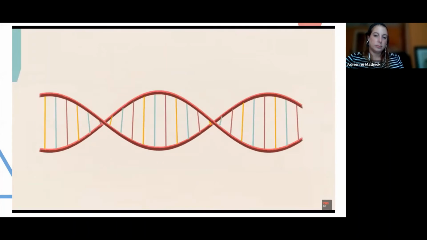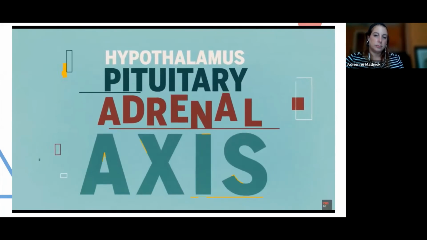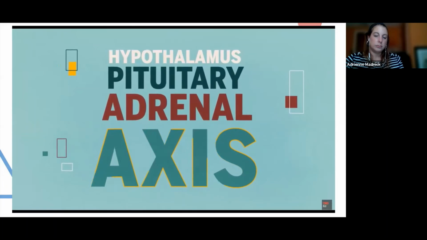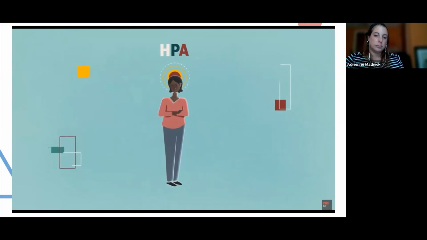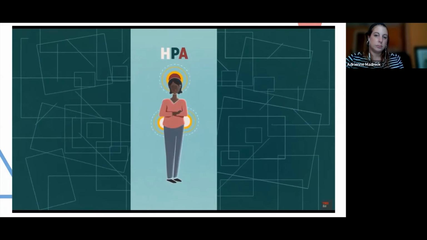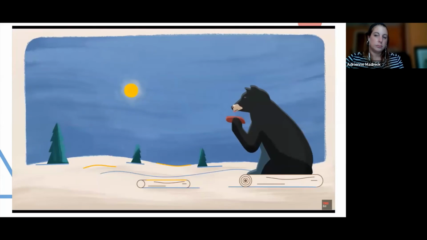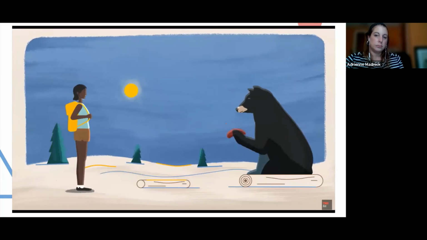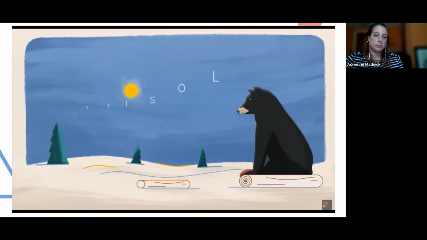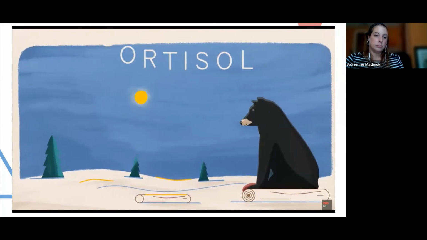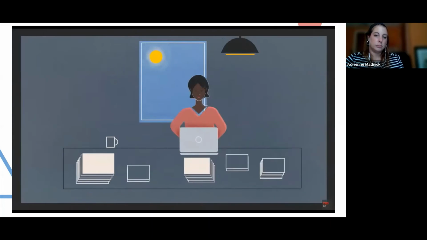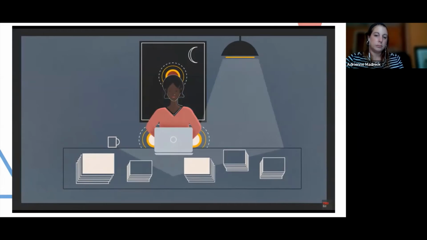Stress begins with something called the hypothalamus-pituitary-adrenal axis, a series of interactions between endocrine glands in the brain and on the kidney, which controls your body's reaction to stress. When your brain detects a stressful situation, your HPA axis is instantly activated and releases a hormone called cortisol, which primes your body for instant action. But high levels of cortisol over long periods of time wreak havoc on your brain.